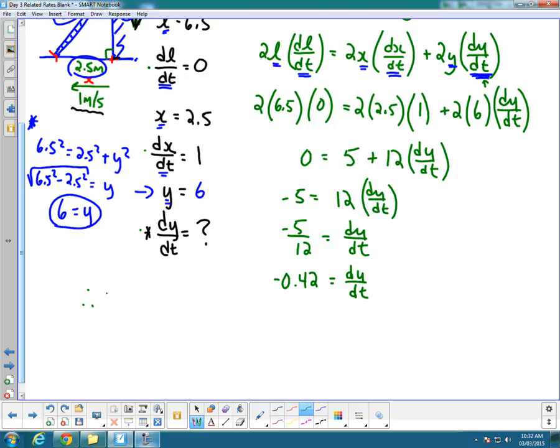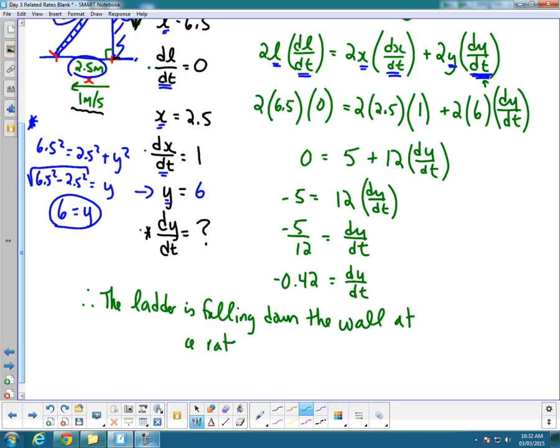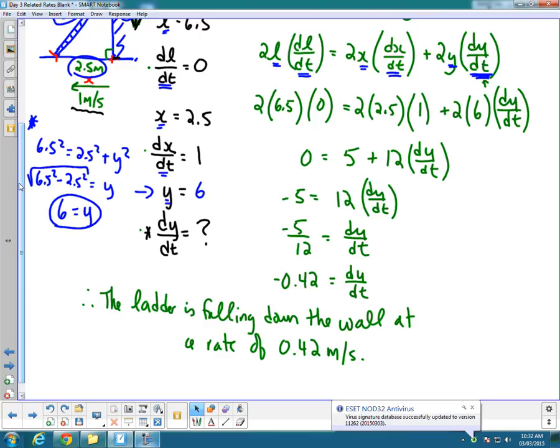So therefore, the ladder, or the top of the ladder, is falling or descending down the wall at a rate of 0.42 meters per second. I've not added the negative here because I said it's falling down the wall, so the rate is 0.42. If I was saying it was going up the wall, it would be a negative number because it's actually going down.